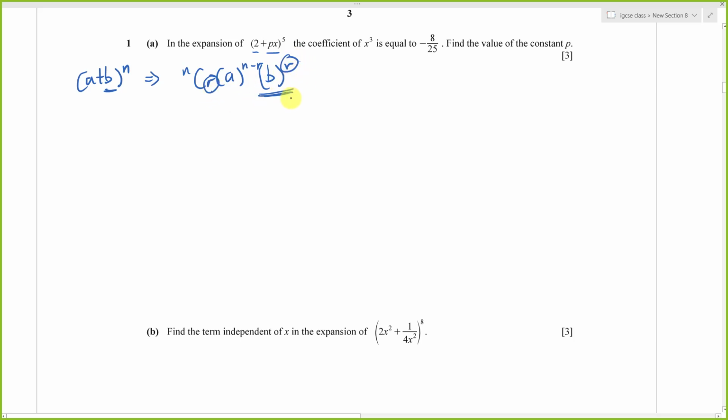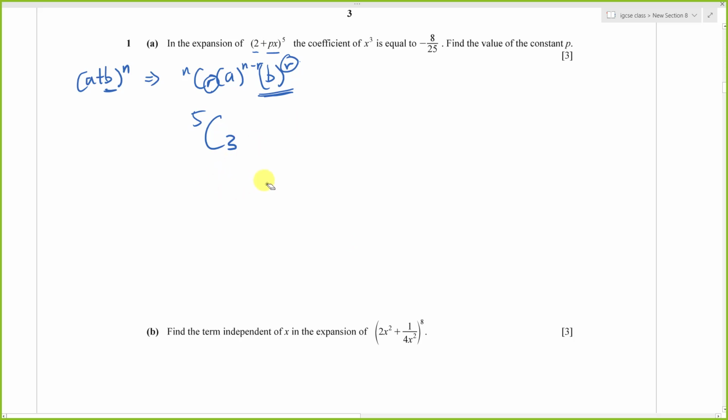What I mean by this is, if I want x to the power of 3, because this is px, and p is just a constant, I will just do 5c3. If I want a coefficient of x to the power of 4, I will do 5c4. If I want a coefficient of x to the power of 2, I will do 5c2. That means this number will affect my x power here. I hope you get the idea.